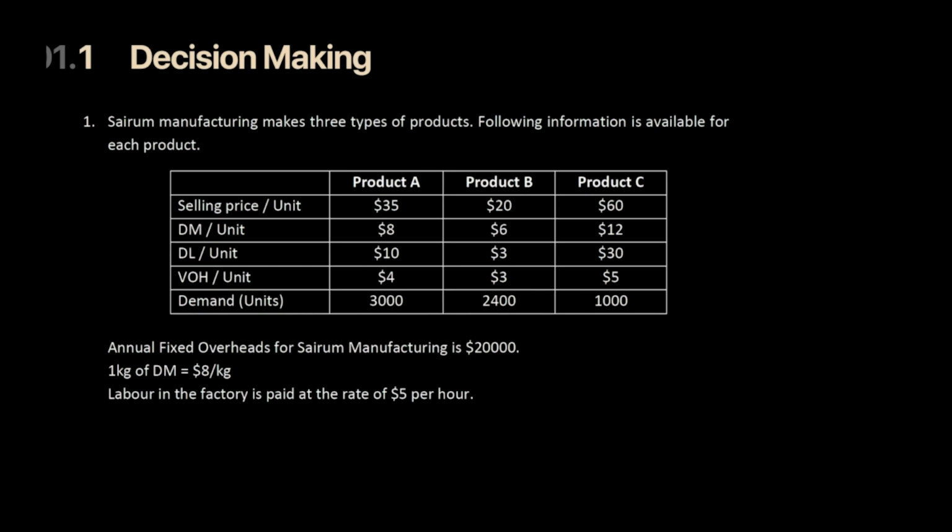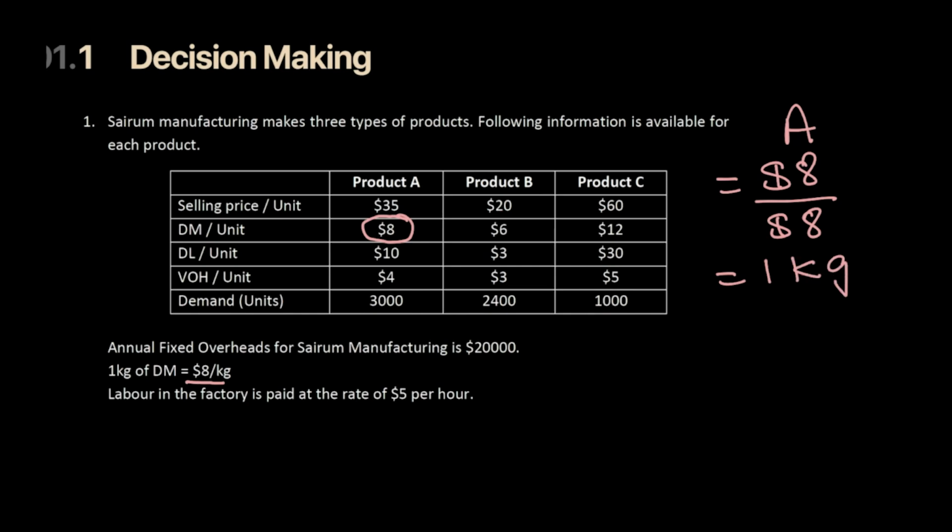If we come back over here, 1 kg of raw material is worth $8. They've given us that. Now if we look at product A, its raw material cost is $8. So if raw material cost is 8 and 1 kg is also worth $8, it means that product A consumes 1 kg per unit. On every unit that product A makes, it will consume 1 kg.